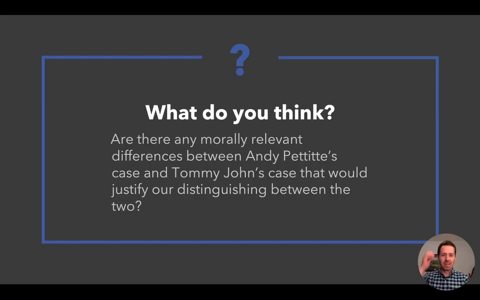All right, so the question right at the end is, which side should we be on? Are there morally relevant differences between Pettitte's case and Tommy John's case that would justify our distinguishing between those two? Or maybe on the other side, are there important differences between Bonds's case and Pettitte's case that make us think we should lean more towards the permissibility of his conduct? Again, maybe think about it for yourself. Think about what kind of examples you might use to speak in favor of your conclusion.